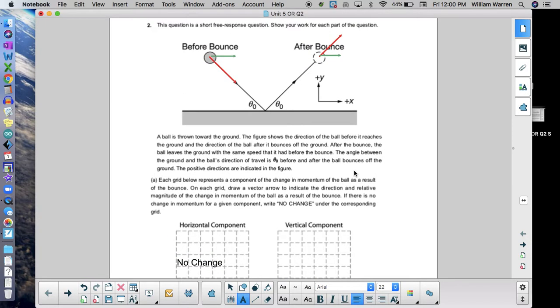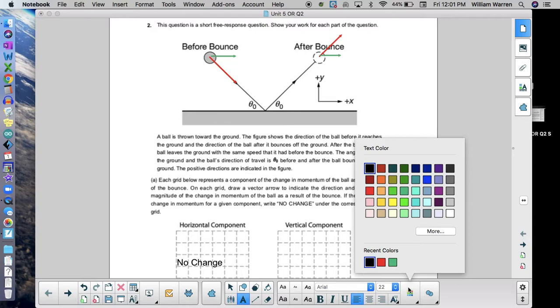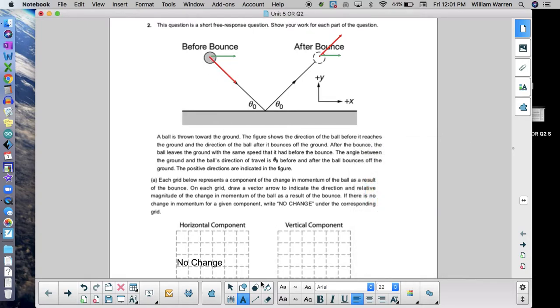Okay. What about the vertical component of the momentum? Well, look, let me go to a different color here, something purplish maybe. Here's the vertical, I just changed the letters, sorry.